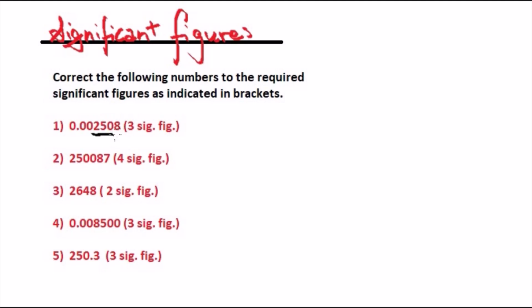However, because we're looking at rounded, we'll check the very next digit. If it's 5 or more, we add 1. If it's less than 5, we don't. We're going to add 1 to the 0. So, in fact, what we'll have is 0.00251.